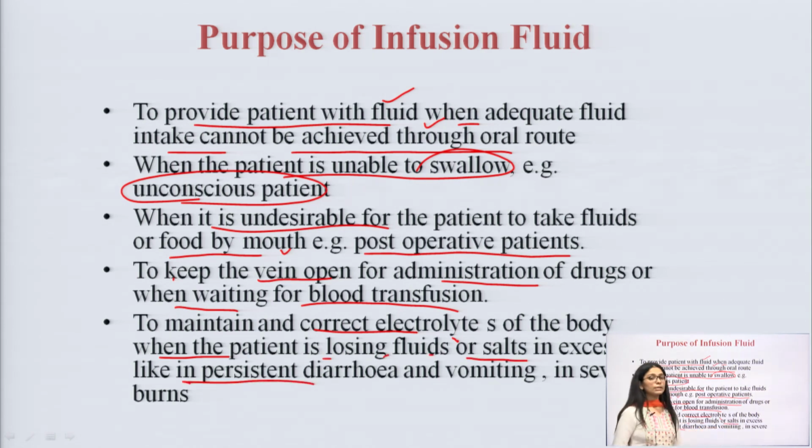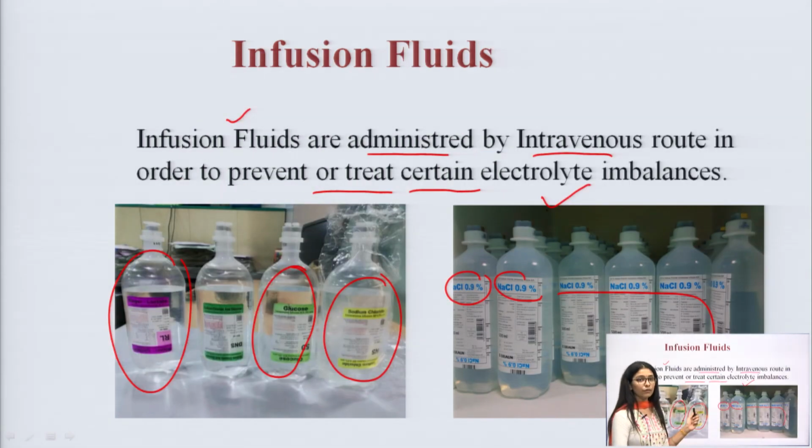profuse diarrhea or vomiting. Some patients are going through profuse diarrhea or vomiting, which means all their electrolytes and fluids are expelled out from the body unwantedly. So for them, in order to maintain their nutrition value and their electrolyte balances, these kinds of fluids are majorly provided. Okay, this is what we have about infusion fluids.